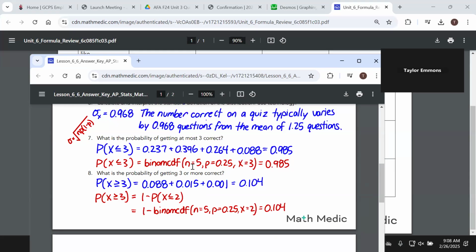I'm hoping I didn't say that backwards when we were talking about it. So binomial CDF, n equals 5, p equals 0.25, and that would be equals 3, because we're saying at most 3. If we're saying 3 or more, we did 1 less than 3, and then 1 minus whatever that probability is. Okay? Good?